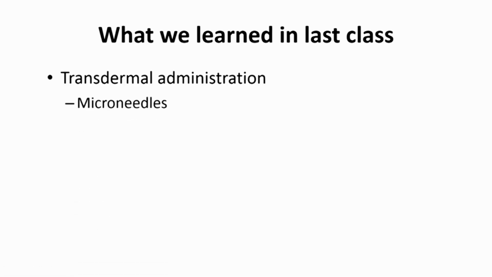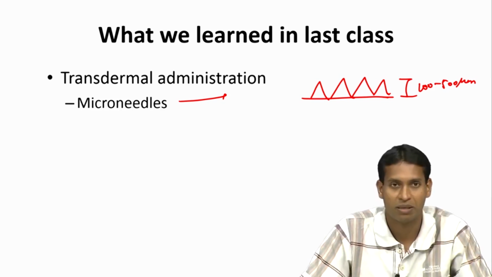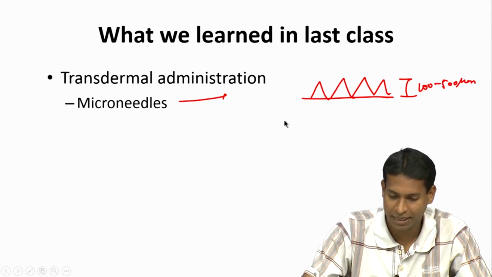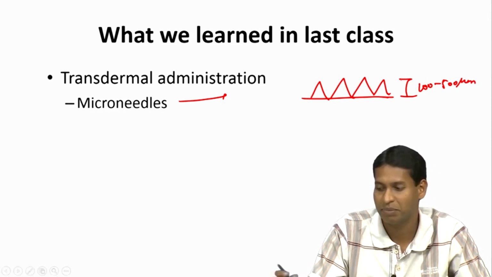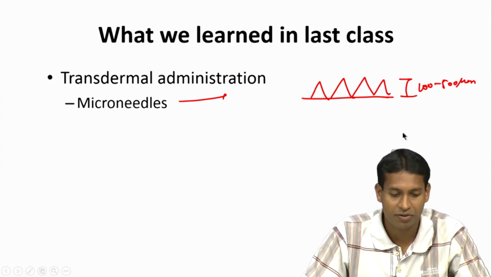In the last class we finished our discussion on transdermal administration, where we talked about microneedles, which are small structures from 100 to 500 micron big. When they penetrate the skin, they only go deep enough to bypass the stratum corneum, but do not touch the nerves and the blood cells, which is what would cause the pain, and they are very effective in enhancing the permeation. That is one bioengineering approach.